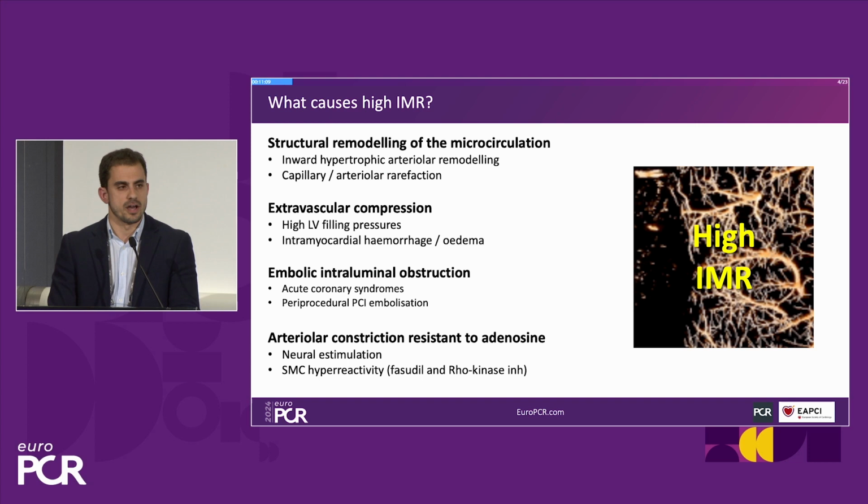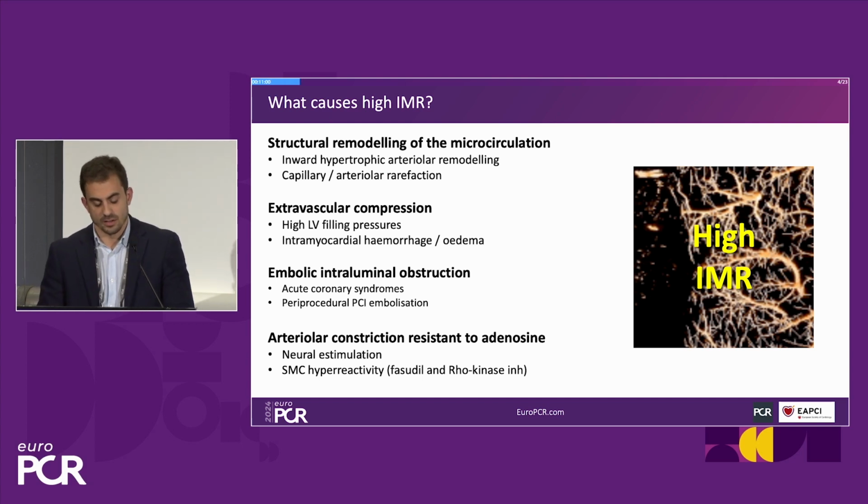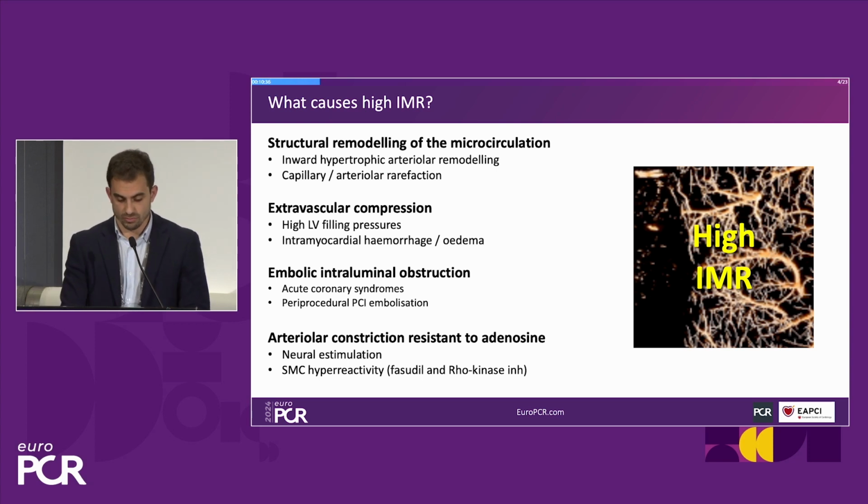So where does high IMR and high resistance come from? Well, they may come from several causes, but the most important ones, I think, are summarized here. They can come from structural remodeling of the microcirculation, inward hypertrophic arterial remodeling, arterial rarefaction, etc. It may come from extravascular compression. It may come from embolic intraluminal obstruction that we all cause during PCI or, of course, during acute coronary syndromes. Or they may come from arterial constriction resistant to adenosine, which is a much more unknown entity, and that may also be related to endothelial function.